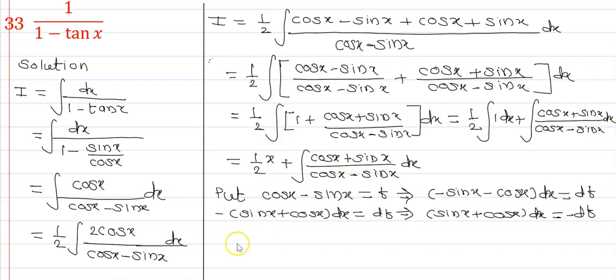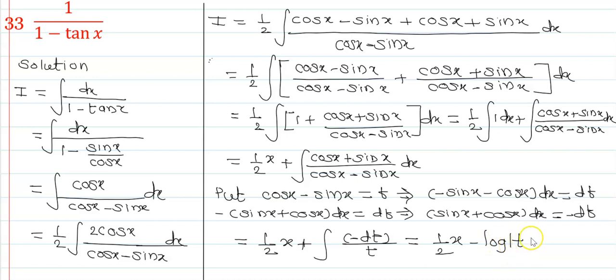Therefore, our integral will change to 1 upon 2 x plus the integral of minus dt upon t, and that equals 1 upon 2 x minus log of mod of t plus c.